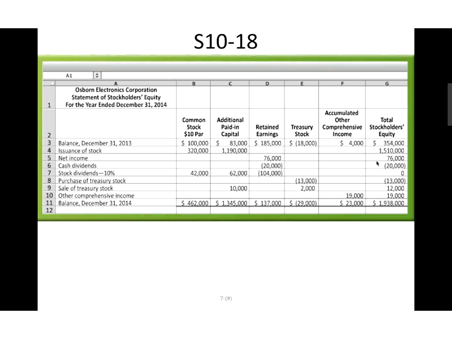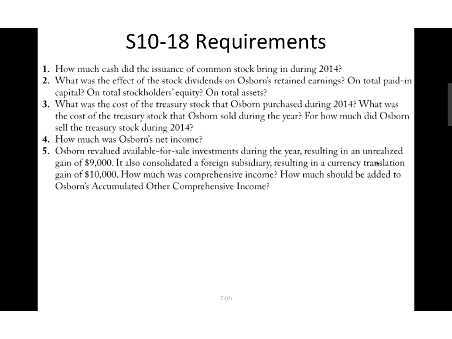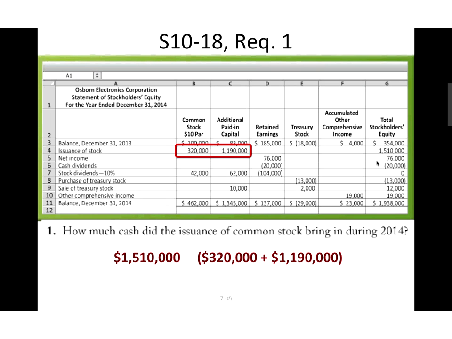So in this particular exercise, they give us a statement of stockholders' equity. When you do this exercise in My Accounting Lab, you will get a statement of stockholders' equity. So you don't have to prepare one, but you need to be able to interpret the information on it. So what we're going to do now is walk through this exercise, and we're going to come back to that statement. It says how much cash did the issuance of common stock bring during the year, what's the effect of stock dividends, etc. So we have a lot of questions to answer using that statement.